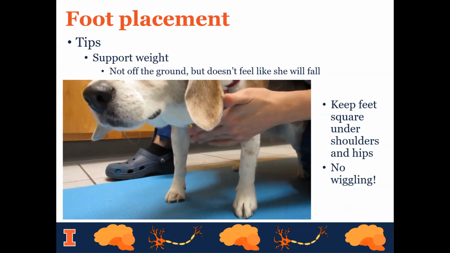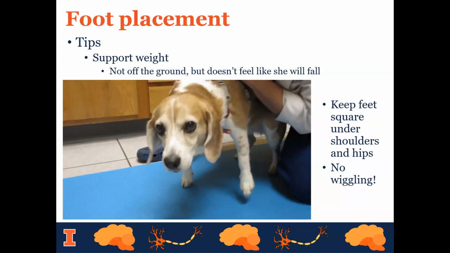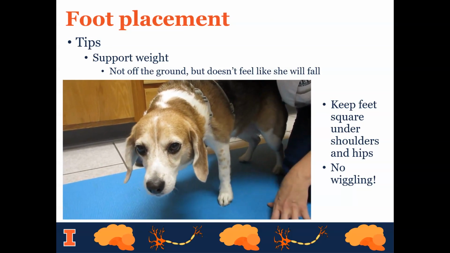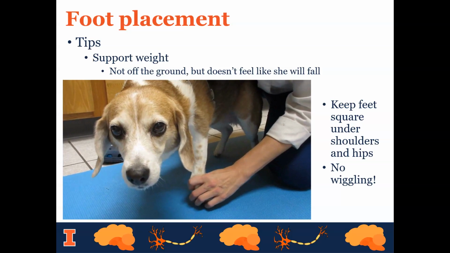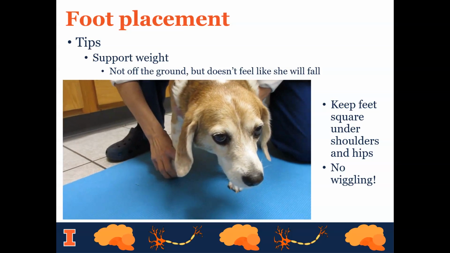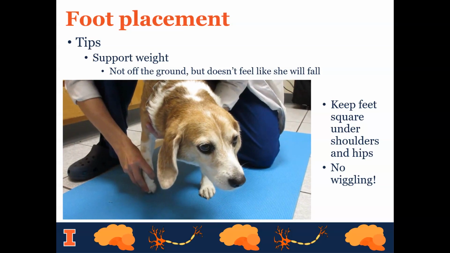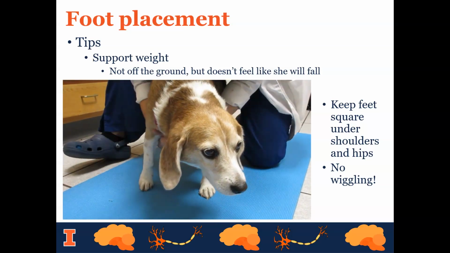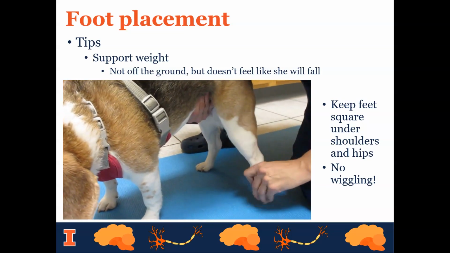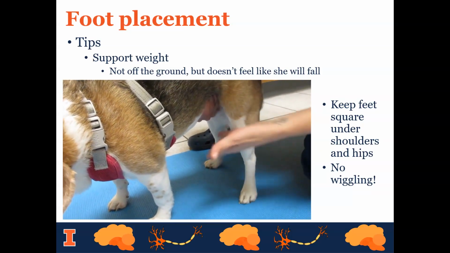So for foot placement, I like to make sure that the pet's weight is supported. So she shouldn't be flying off the ground like this, but she also should feel supported enough where she's not going to fall if you pick up a leg. You're going to turn her foot over, make sure she's not actively pulling away from you, and then release the foot, and she should want to turn that foot right back over again within a second or two. She should not be wiggling, and she should be nice and square, so her front legs are under her shoulders and her back legs are under her hips. So Daisy is very normal with her proprioception.